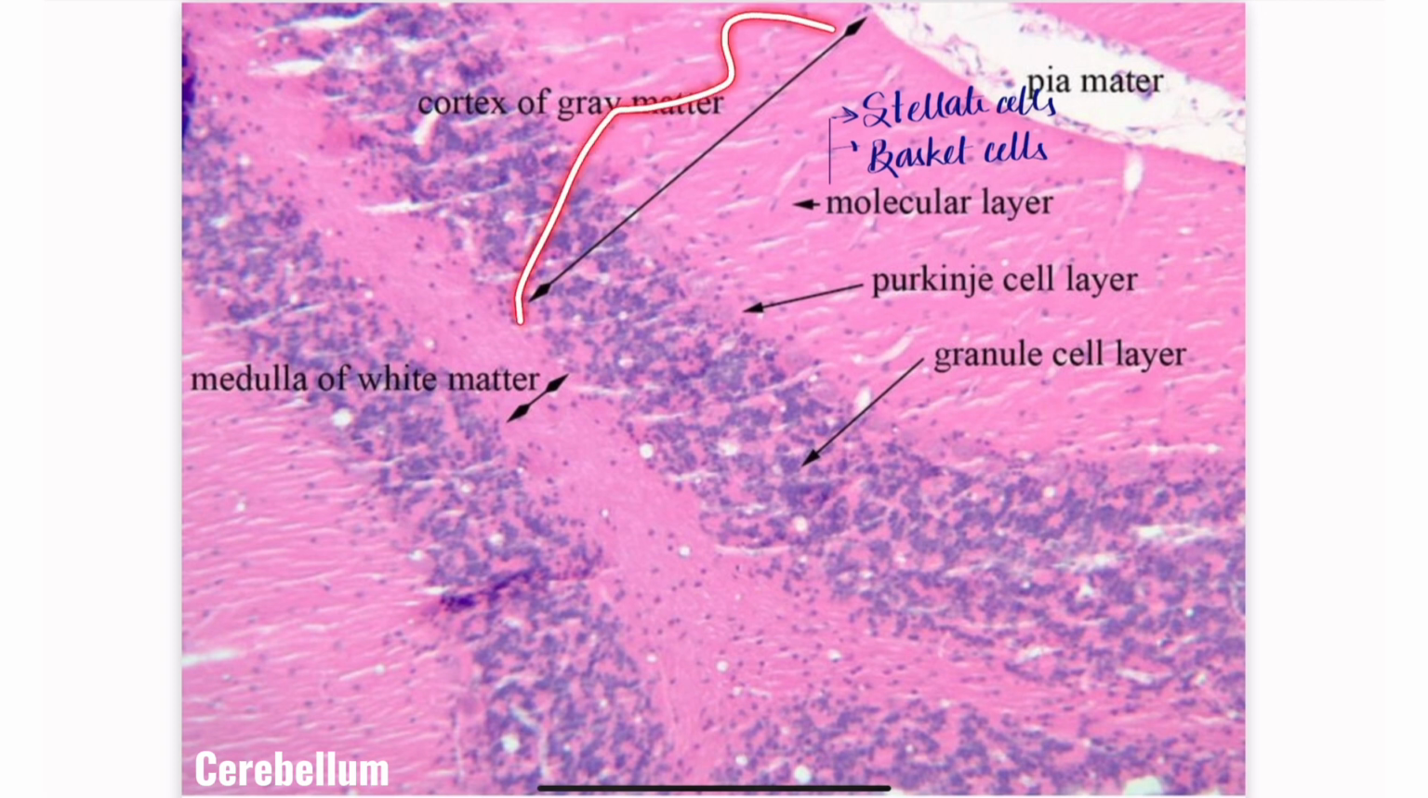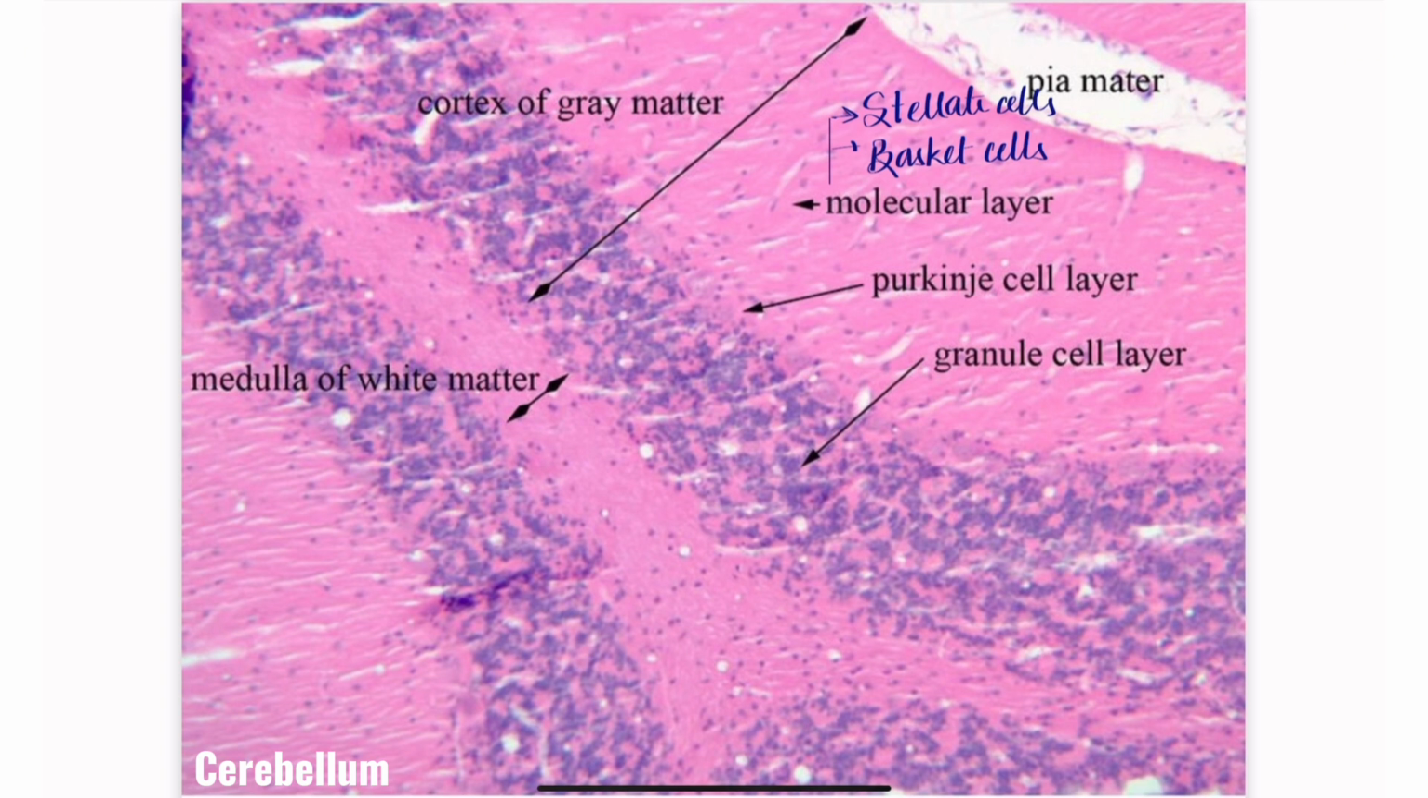The cerebellar cortex contains 3 layers. In the cerebral cortex, there were altogether 6 layers. In the cerebellar cortex, there are altogether 3 layers. The outermost molecular layer is made up of stellate cells and basket cells. The middle Purkinje layer is made up of Purkinje cells. And the innermost granular layer is made up of granular cells.